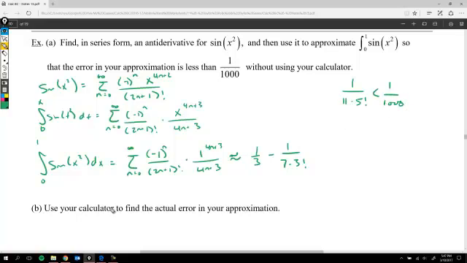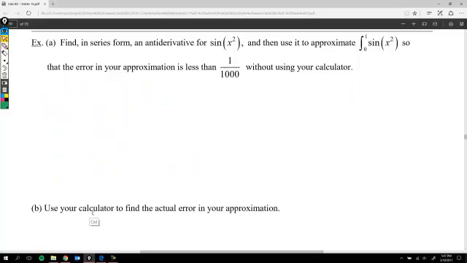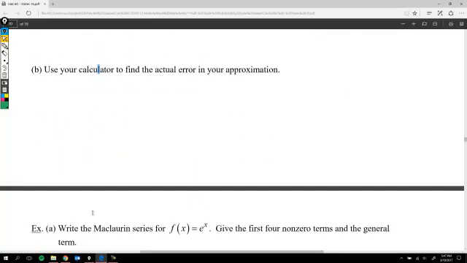Now we're asked to use our calculator to find our actual error, and again, we get pretty close. So I'm going to scroll down.